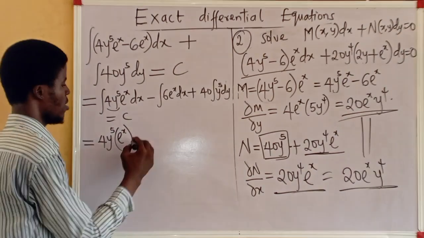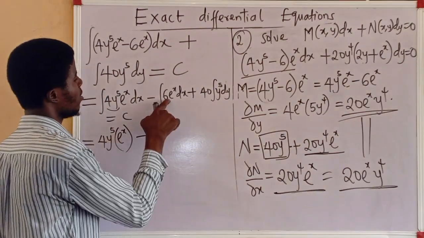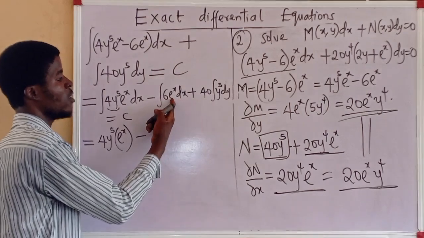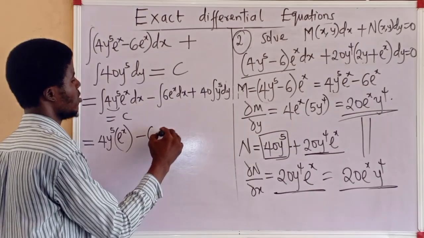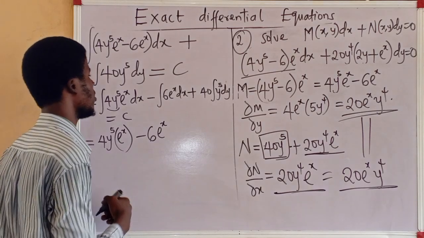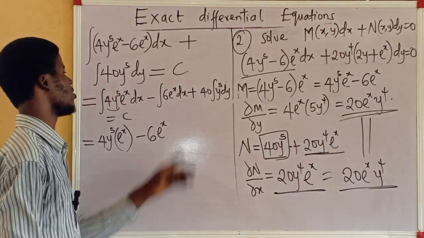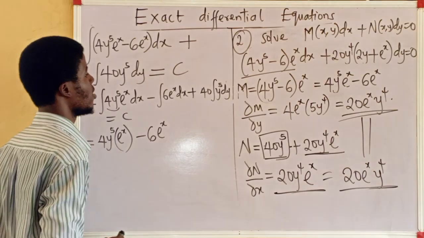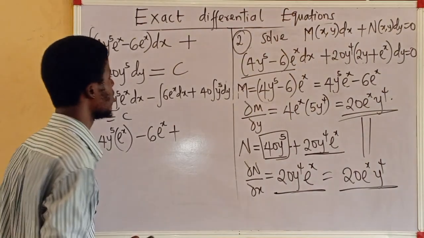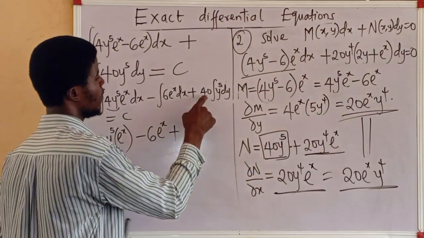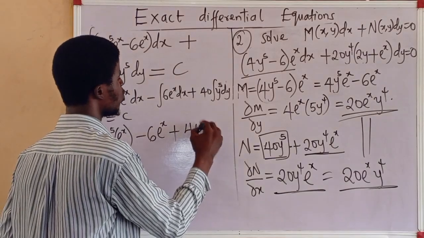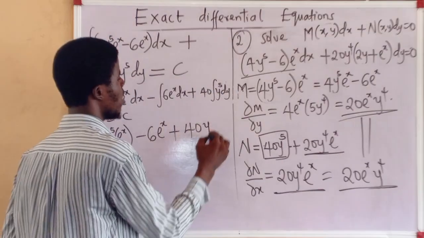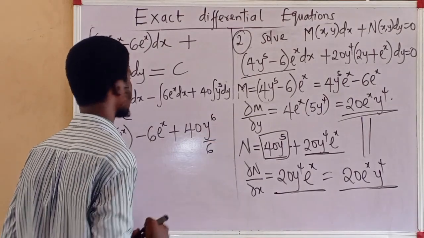Then we have minus. This is with respect to x, the integral, and we just have a function of x here. So this is 6e to the power of x. Integrate e to the power of x, it is still e to the power of x. Then plus, here we have 40 into the integral of y to the power of 5 dy is y to the power of 6 all over 6.